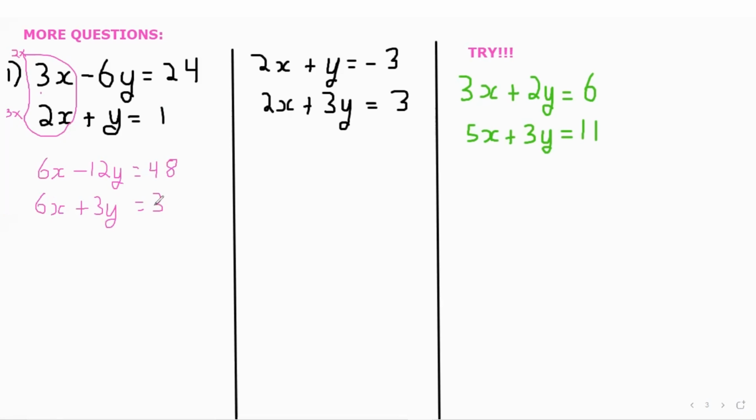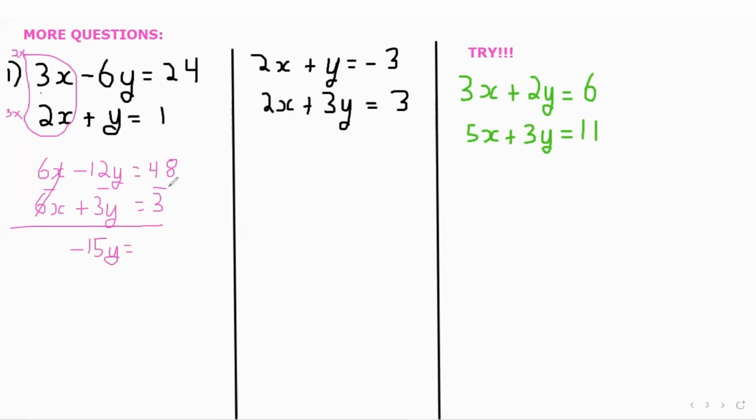Step 1, step 2, step 3, we need to eliminate. The signs are the same for the x's, so we'll subtract. So we subtract for everything. So because the x is eliminated, we have negative 12 minus 3. A minus and a plus will give us a minus. So you have negative 12 minus 3, which is negative 15.